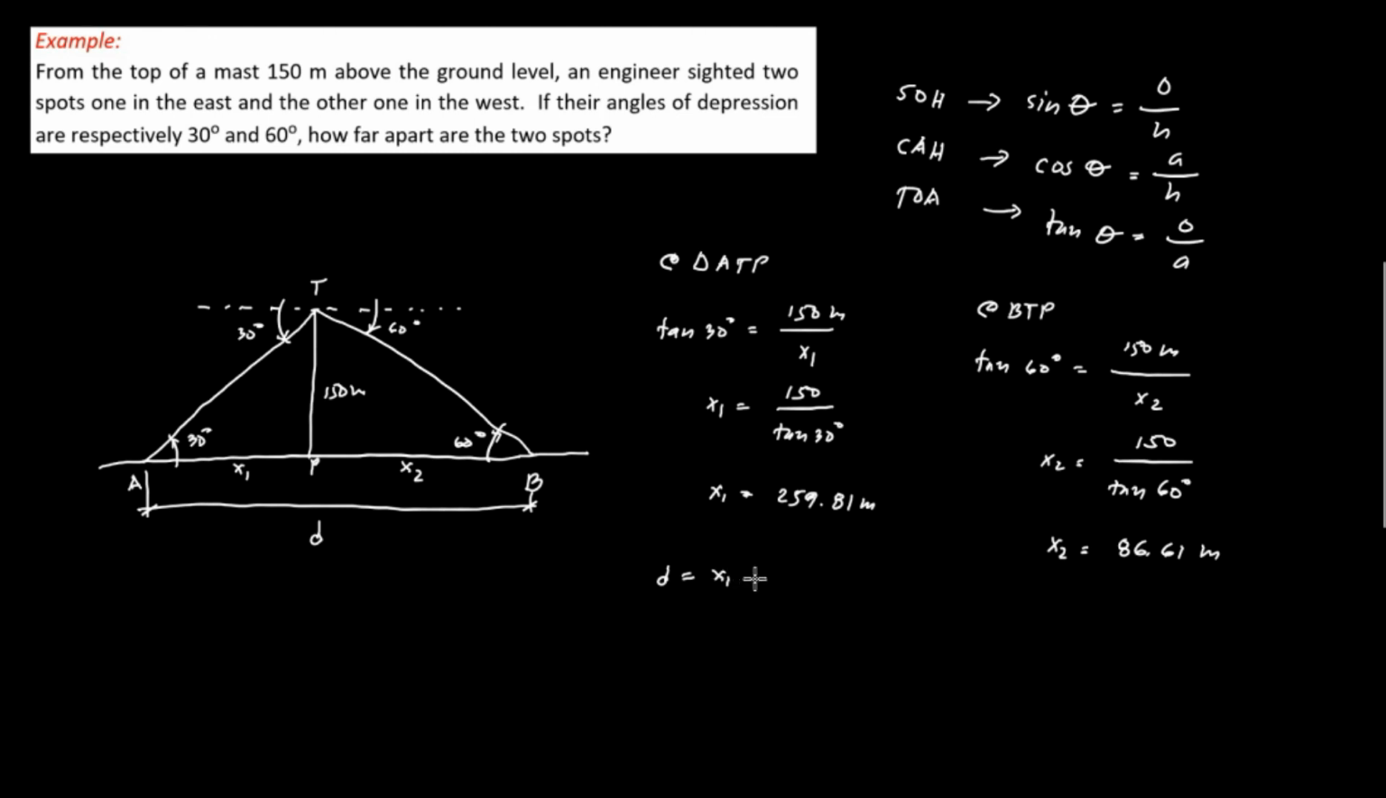To find the distance of the two spots from A to B, D, the total distance, is equal to x sub 1 plus x sub 2. So x sub 1 plus x sub 2 is equal to D. The value of x sub 1 is 259.81 plus x sub 2, which is 86.61, and the total distance D is equal to 346.42 meters. So this is the value.